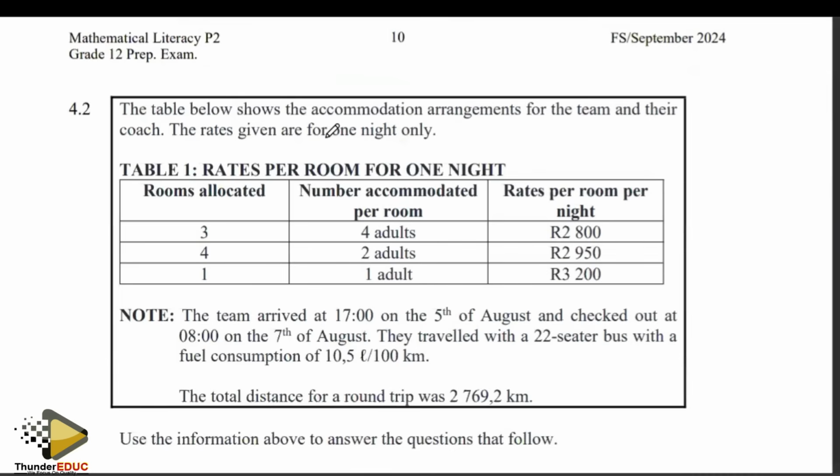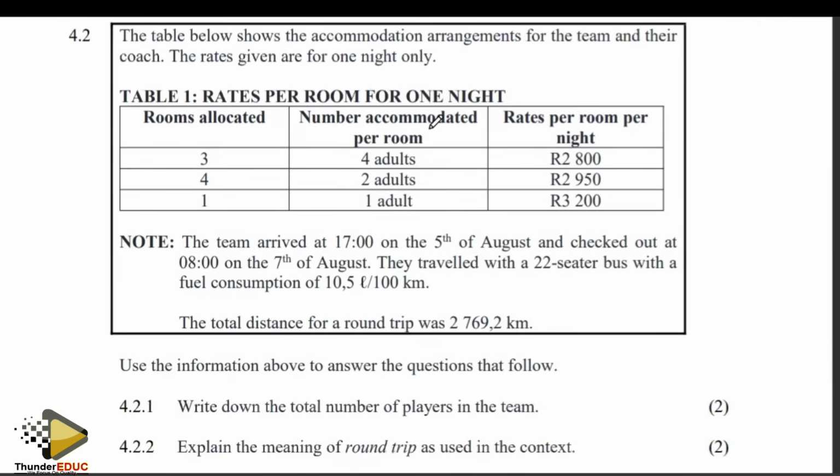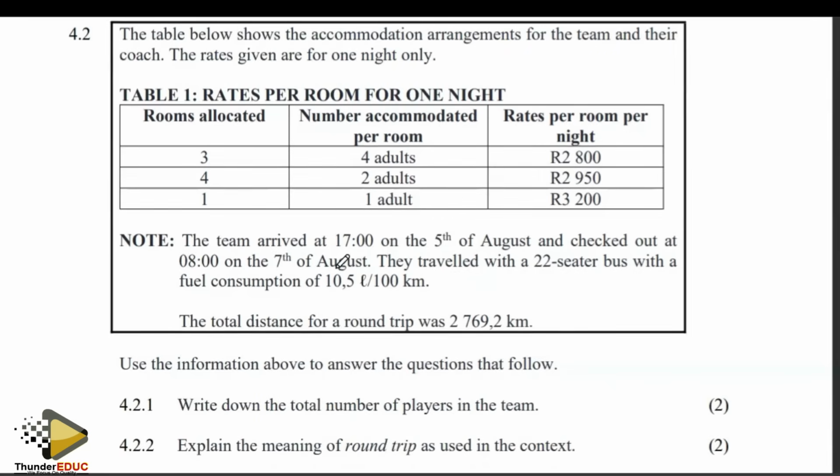The table below shows the accommodation arrangements for the team and their coach. The rates are given for one night only. The team arrived at 5 on the 5th of August and checked out at 8 on the 7th of August. They traveled with a 22-seater bus, which has a fuel consumption of 10.5 liters per 100 kilometers. The total distance for the return trip was 2,769.2 kilometers.